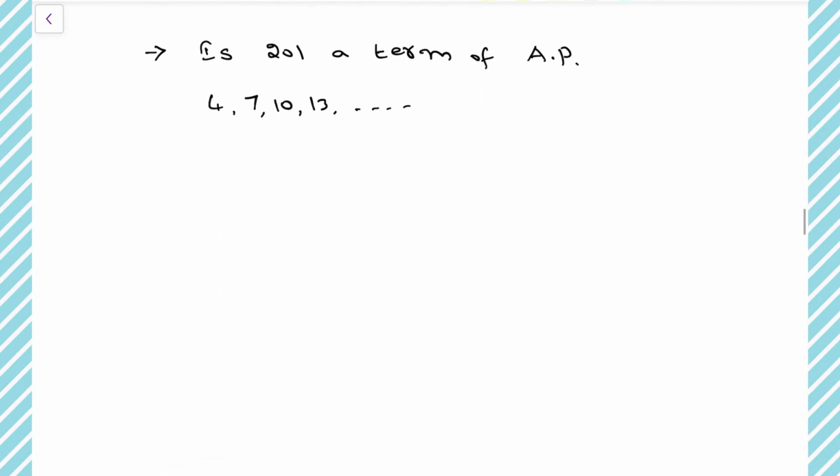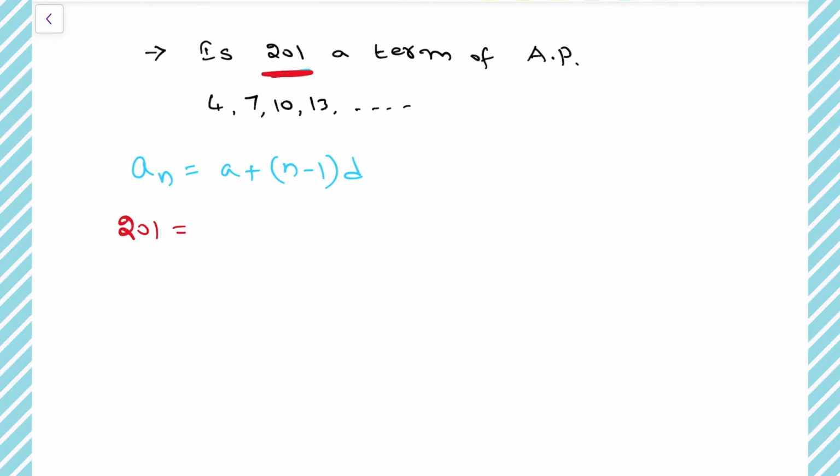Next, is 201 a term of the given AP 4 comma 7 comma 10 comma 13? To check whether this 201 will come in this given arithmetic progression or not, the formula we are going to use is the nth term of AP, that is an equals a plus n minus 1 into d. Whichever term is being asked, that term we need to replace with an. So in the place of an I wrote 201. Next, coming to the right side part, that is a plus n minus 1 into d.